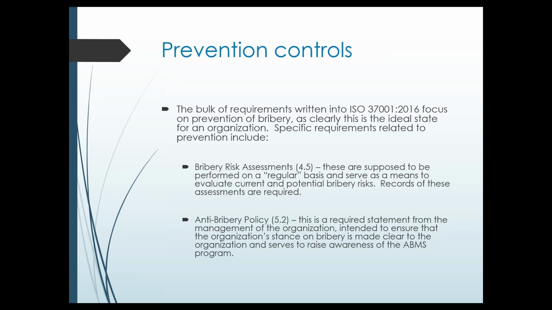Every 37001 certified company is supposed to have an anti-bribery policy. Now, if you're an ISO 9001 certified company, you may already have a quality policy. Very similar idea here. Now, this is supposed to come from the management of the organization, and it's intended to make very clear to the members of the organization that management takes bribery control seriously. And the bribery policy is supposed to, again, be a light from management on this issue, and also raise awareness of the existence of the program.